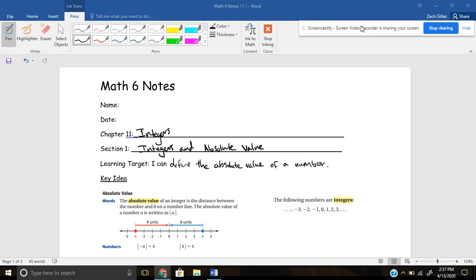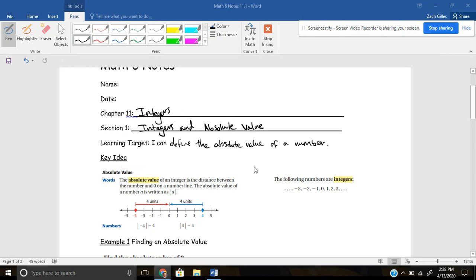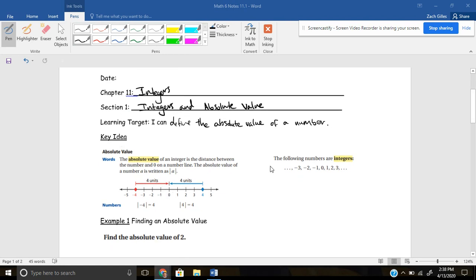Today we're going to talk about integers and absolute value. This is picking up from what you may have learned last year or in sixth grade. This is more of the seventh grade curriculum, and we're really building off of what we learned last time from integers. Remember that these numbers here are examples of integers. So we're looking at whole numbers and their opposites.